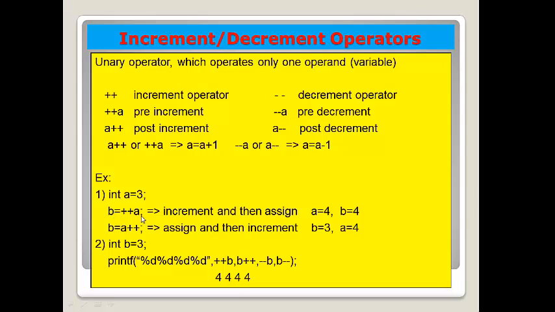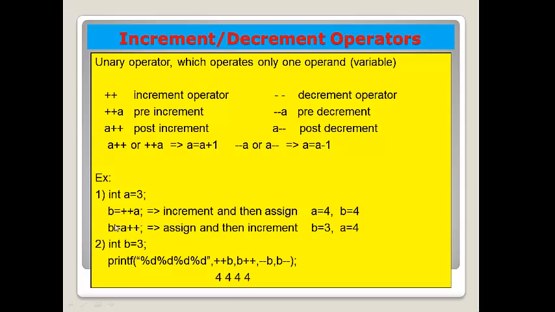In this case, plus plus a is the pre-increment operator: first increment and then assign. First increment a by 1, that is plus plus, then it is assigned. The a value is already 3, so now the a value is 4. Then it is assigned to b. So now the b value is also 4.